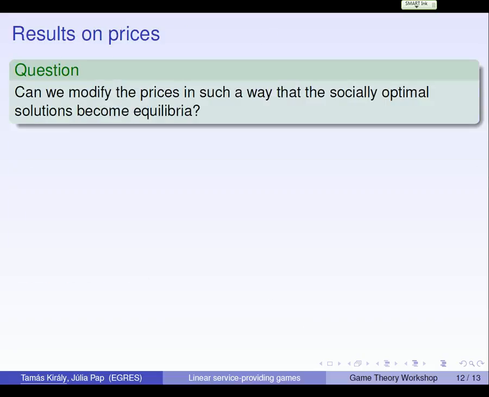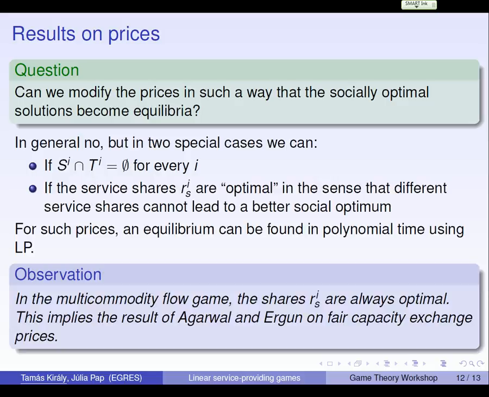I quickly mention some additional results that it's a natural question. Actually, this is the question that Agarwal and Ergun were looking at. So how can we set the prices in a way that the social optimal solutions are equilibria? And the fact is that in the general model, we cannot. So it's even possible that we cannot set the prices in such a way that an equilibrium exists. But there are 2 special cases where it's possible.